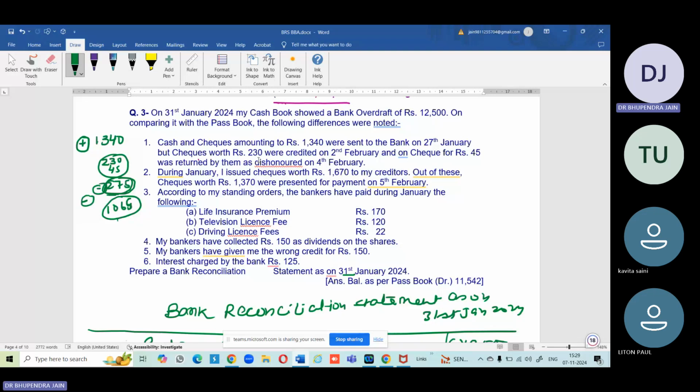Is this clear, beta? Tejaswini? Is this clear?